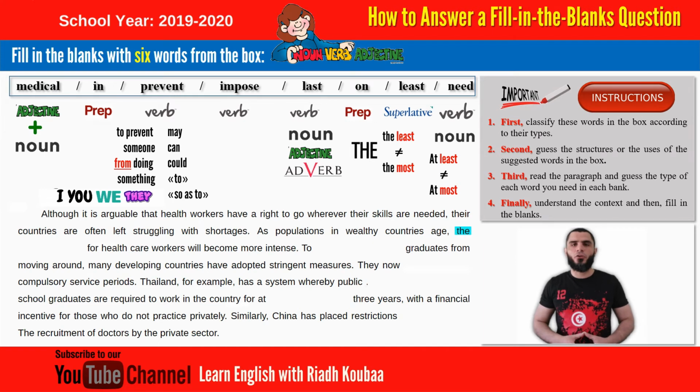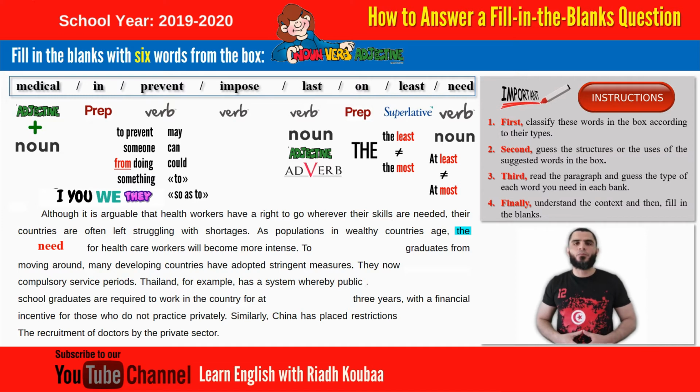After the definite article we can have the plus noun, the plus adjective, the plus superlative form, the plus comparative form. The choice we have in the box is the medical, the last, the least, and the need. Now, since all of the options are grammatically possible, I have to understand the context and the meaning of the sentence to be able to choose one. It doesn't make sense when I say the medical for health, the last for health, the least for health. So the best answer is the need for healthcare workers will become more intense.